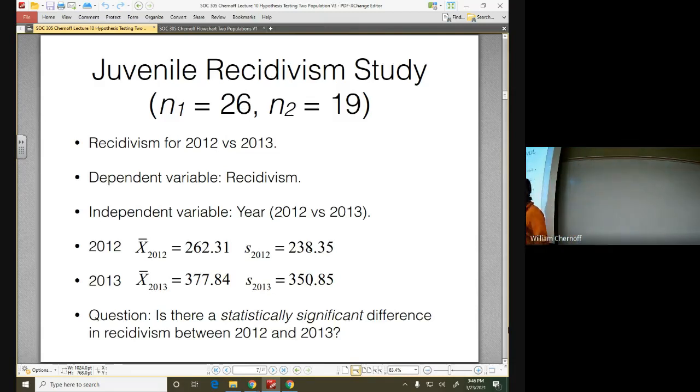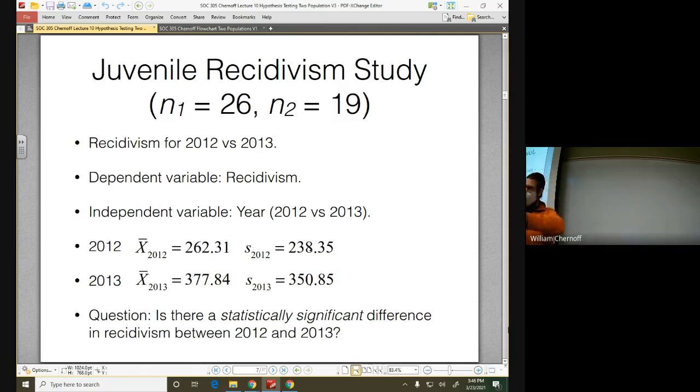With the juvenile court that I study, there was this big legislation that happened. They effectively provided more funding to juvenile probation. And this was going to allow for more programming, greater supervision, things like this. So my question was, okay, if all this stuff started in 2013, did it have any effect? Were the youth in 2013 any different than the youth in 2012?